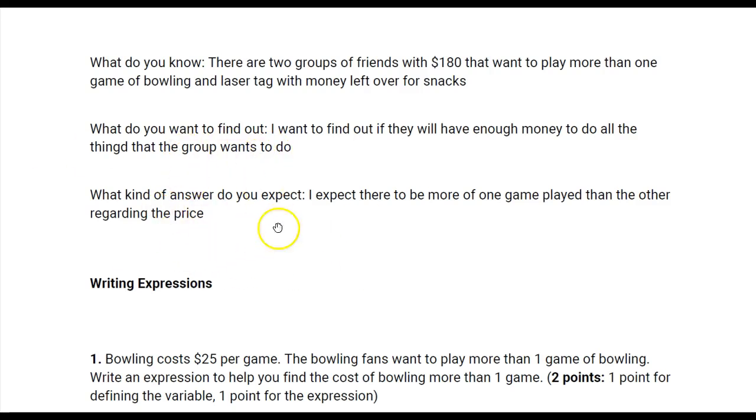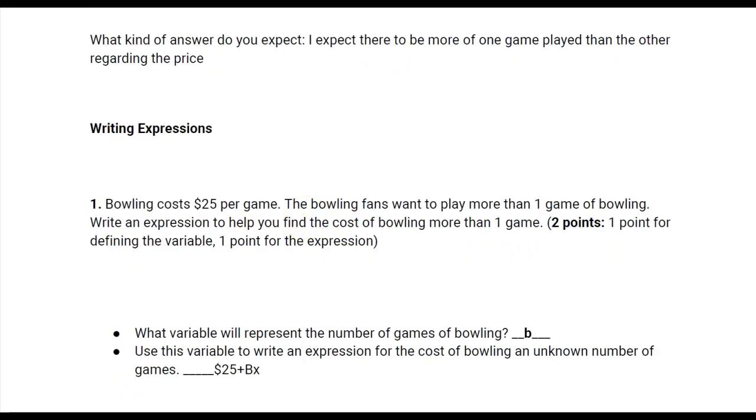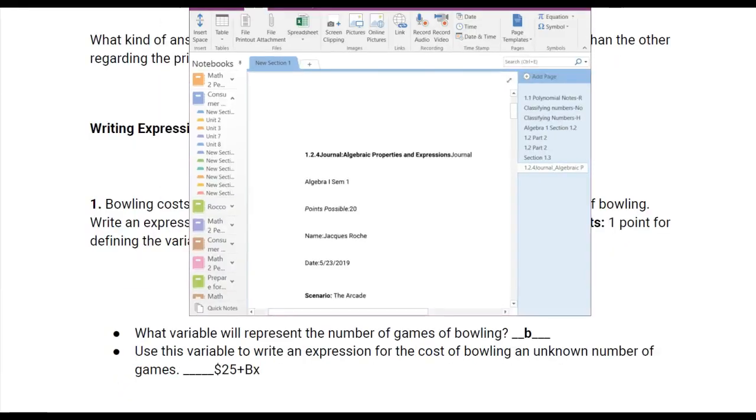And what kind of answer do you expect? You said, "I expect there to be more of one game played than the other regarding the price." You're right, but we could add a lot more, such as talk about the number of laser tag games, the number of bowling games, but even more, how much do they have to spend on the snacks? Okay. Then the next part.